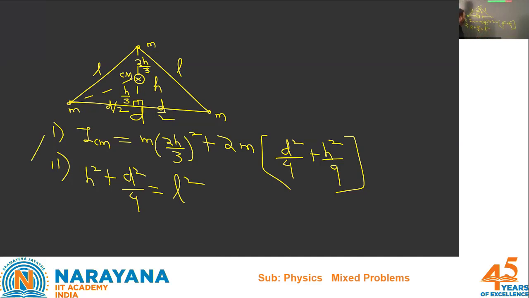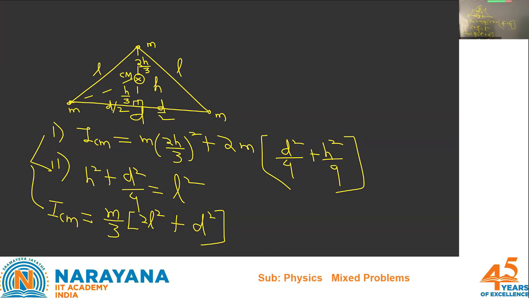Using these two equations, just try to write this complete expression of ICM in terms of M, L, D. I want to write it in terms of MLD. And that comes out as M by 3 times, when we solve it, 2L square plus D square term is there.